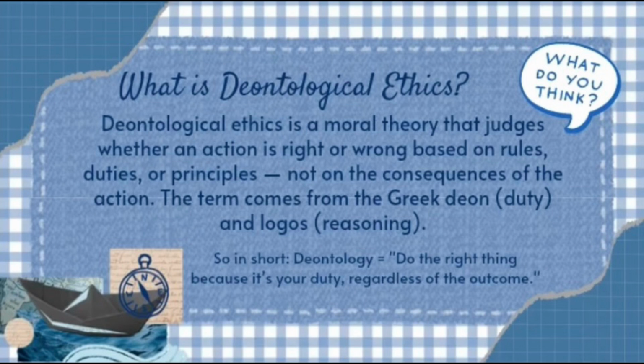In contrast, a consequentialist approach like utilitarianism might consider the outcome. If lying prevents your friend from getting grounded and doesn't cause significant harm, a consequentialist might argue it's the better choice because it leads to a more positive outcome. The core difference is that deontology prioritizes the moral duty or rule, like don't lie, above the potential consequences of the actions. So in short, deontology is: do the right thing because it's your duty, regardless of the outcome.